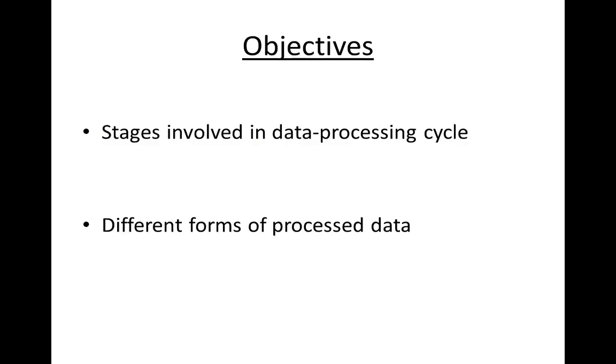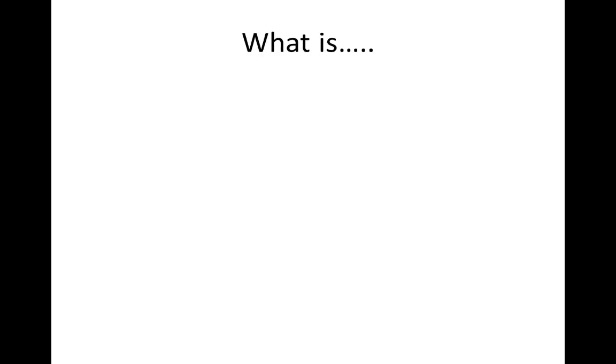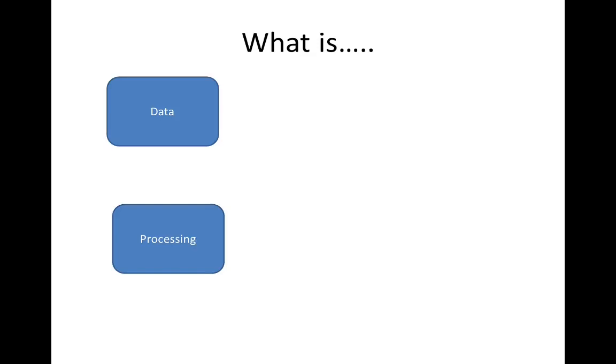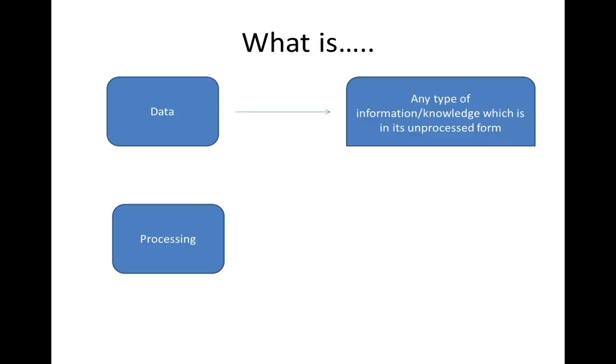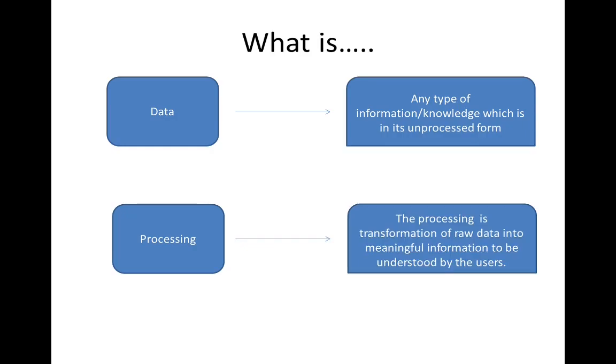And in this lecture we will go through pages 3, 4, 5 and 6, and our objectives are stages involved in the data processing cycle and different forms of processed data. Now before starting the chapter we will first try to know the meanings of words data and processing. Data means any type of information or knowledge which is in its unprocessed form, while processing is transformation of raw data into meaningful information to be understood by the users.